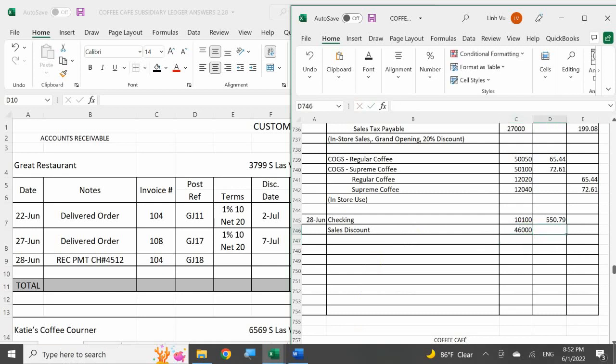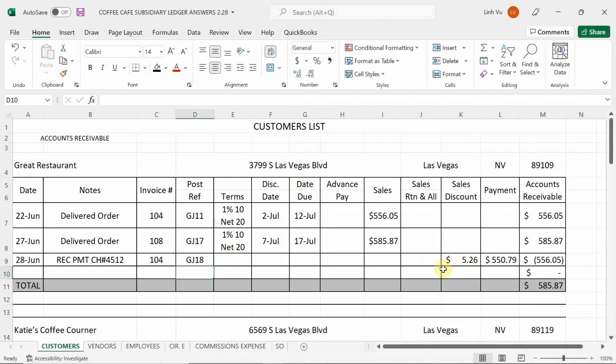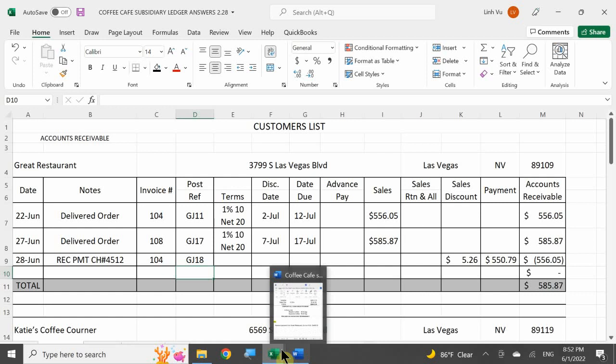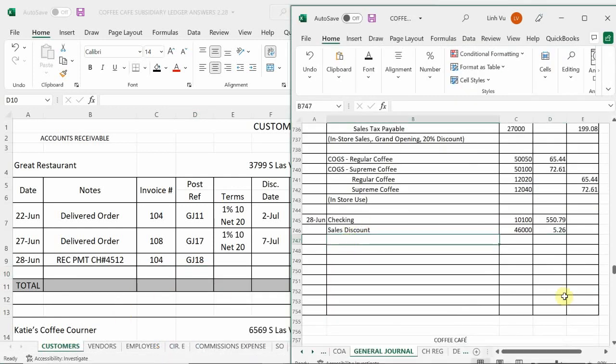And we know this sales discount was for a total of $5.26. Okay? Right? Our sales discount was $5.26. So therefore, because they're making a payment to what they owe, we are going to be reducing the accounts receivable because they paid for what they owed. Okay?